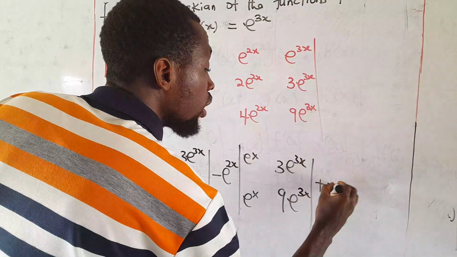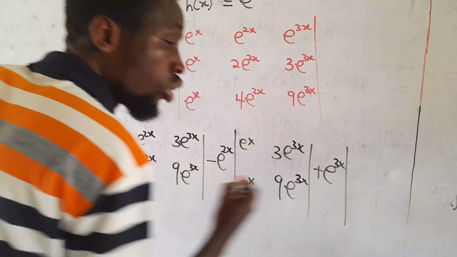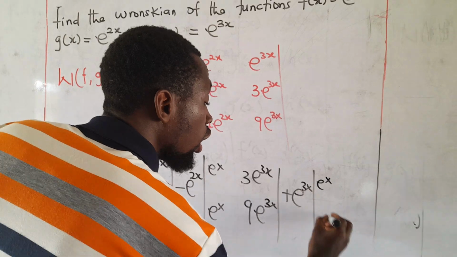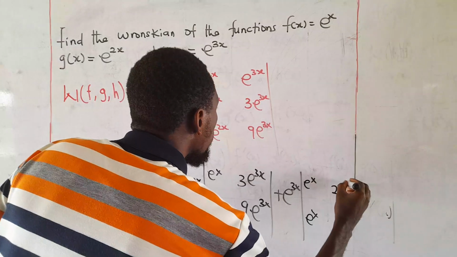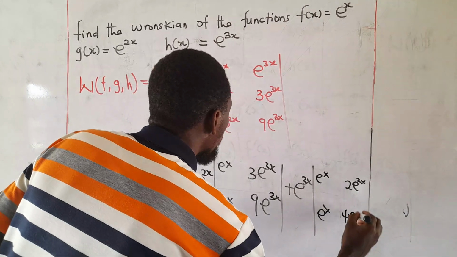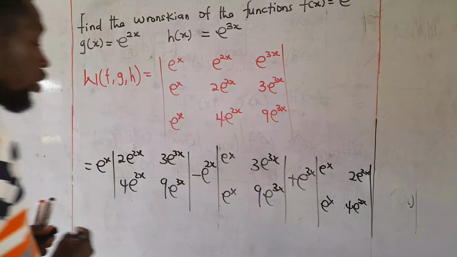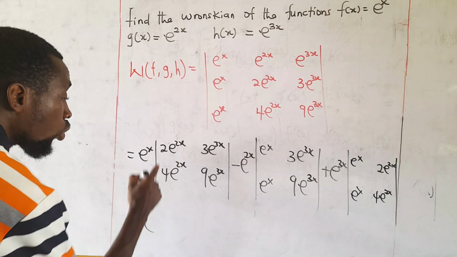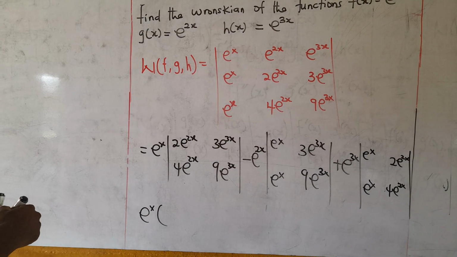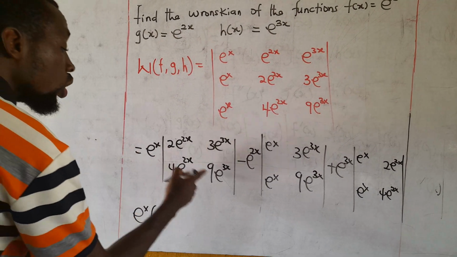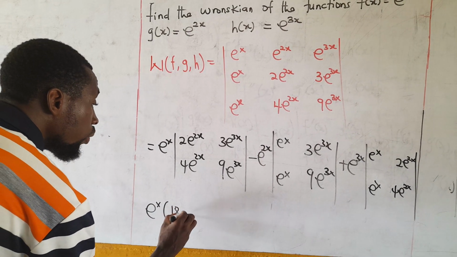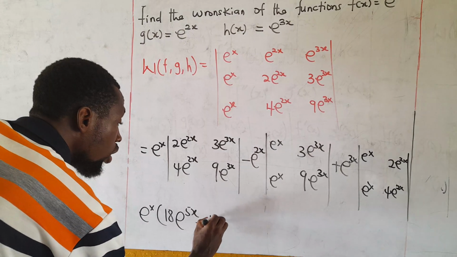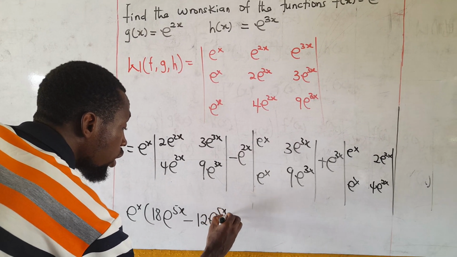Then plus e exponent 3x, the determinant of what is not under the e exponent 3x. That's e exponent x, 2 e exponent 2x, then 4 e exponent 2x. So we get e exponent x bracket, this times this, 2 e exponent x times 9 e exponent 3x, 2 times 9 is 18, so we have 18 e exponent 5x. Then this times this will be 12, so minus 12 e exponent 5x.